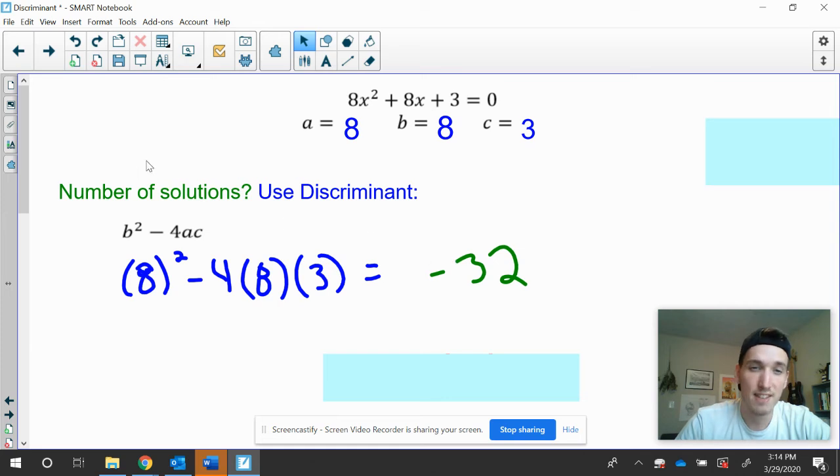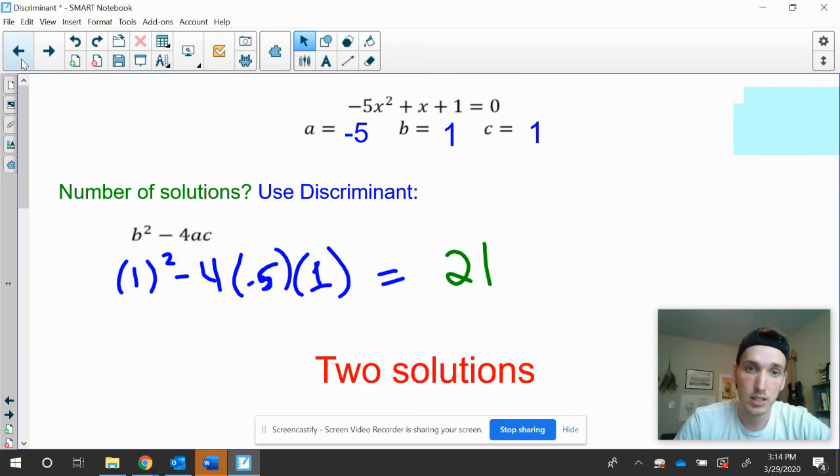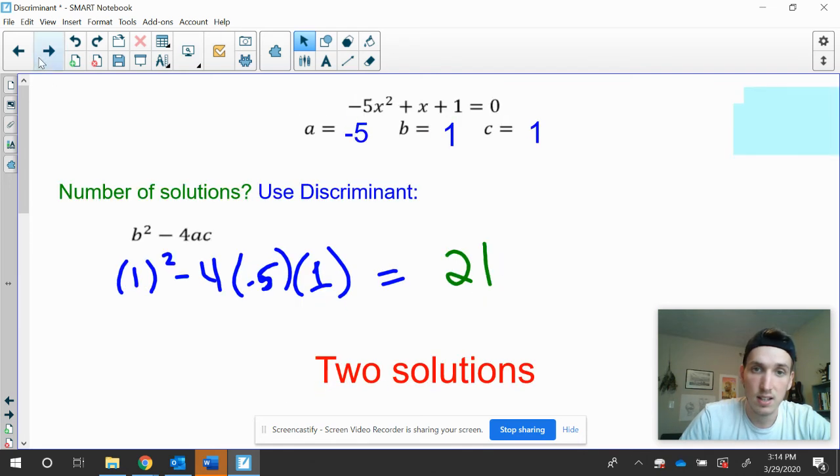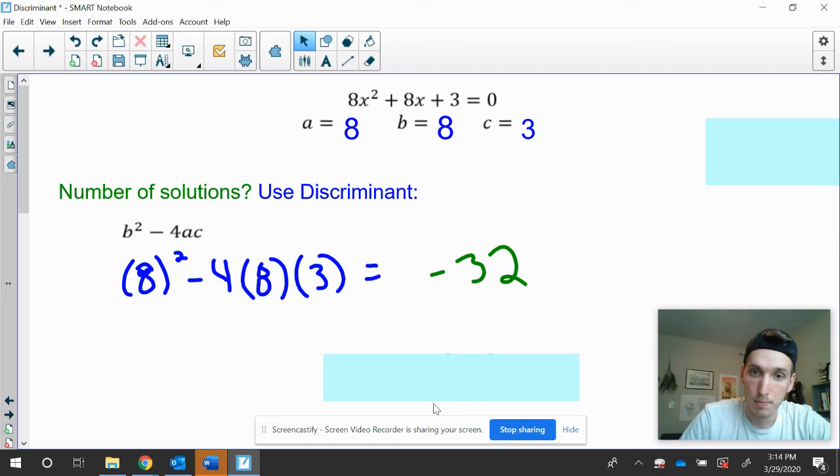So what does it mean to have a negative discriminant? Let's go back and look at our table. Positive was 2 solutions, 0 was 1 solution. Negative discriminant means no real solution. You see that? It's not going to cross our x-axis. So let's see how that's going to look for this problem. Again, a negative discriminant means no solution.